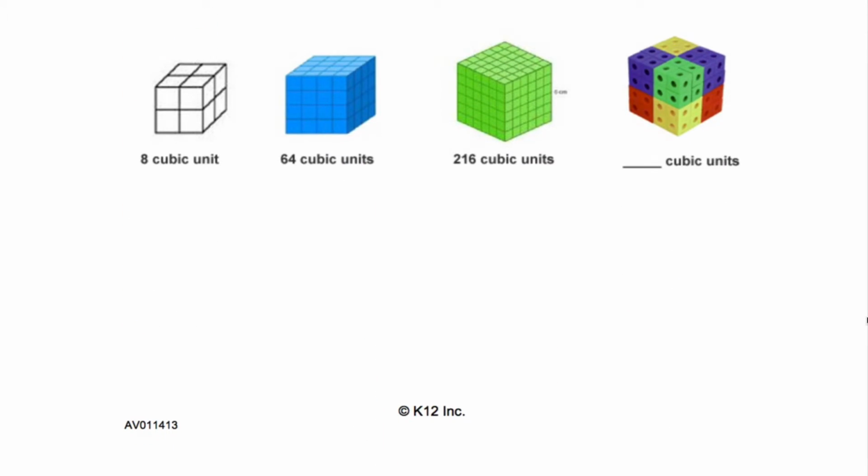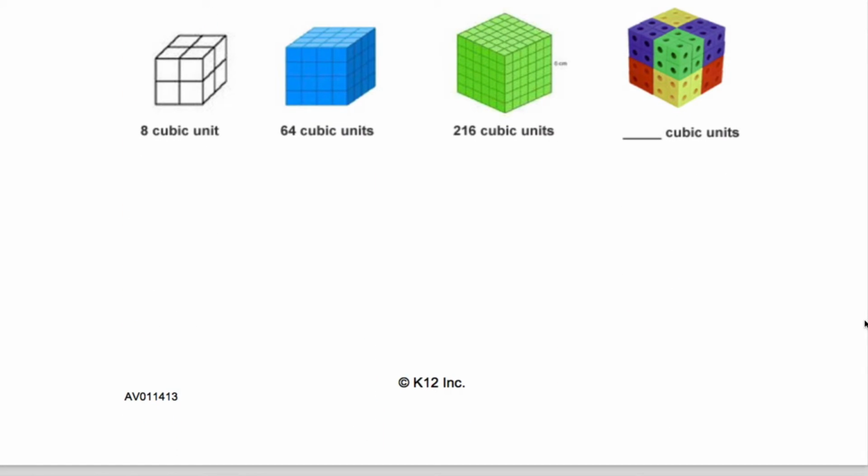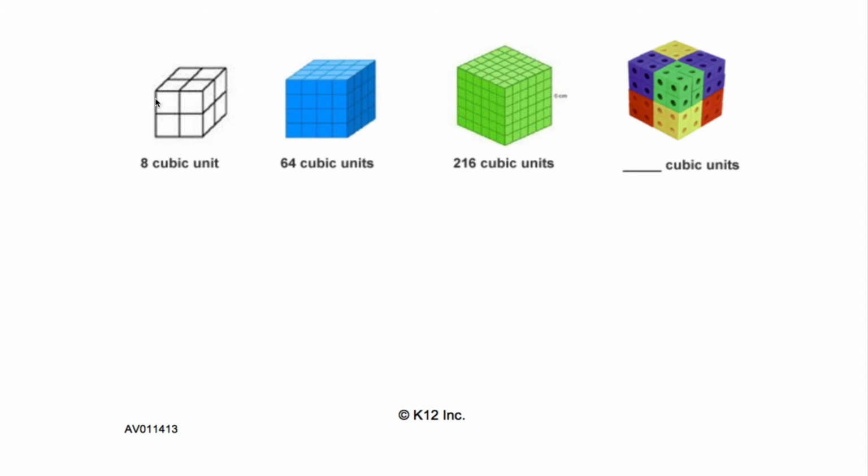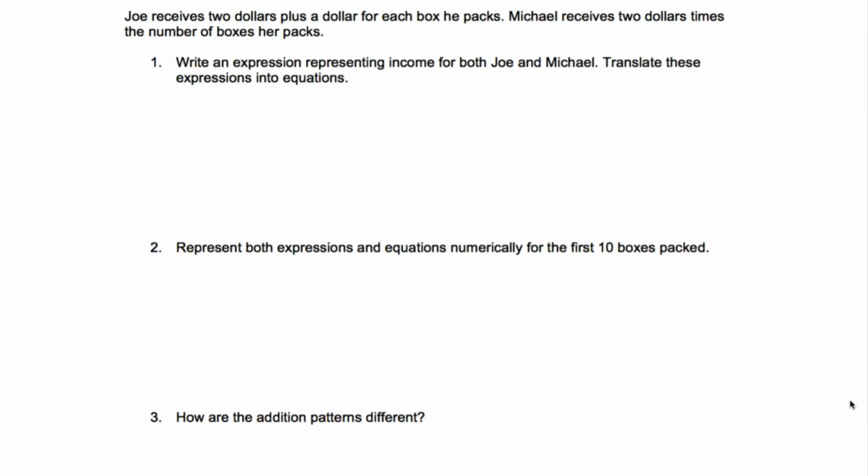Number 7, same thing. We're trying to find the pattern. So here we see it's 2 cubed, 4 cubed, and then we see 1, 2, 3, 4, 5, 6 cubed, and so on. Okay, so we can watch that. Let's see. I think that's about everything here.